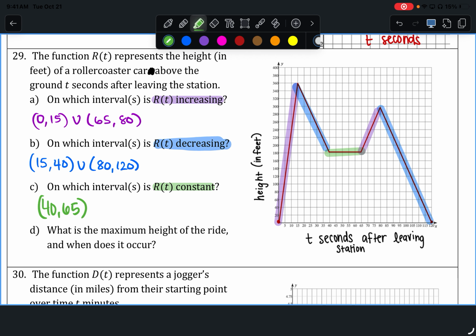Then it asks, what is the maximum height? What is the maximum height this graph reaches? 360 feet. And then it says, when does it occur? At 15 seconds. Then we're going to go over 30 as well.